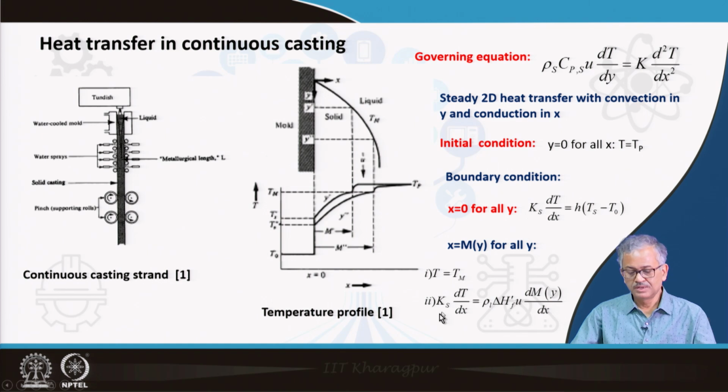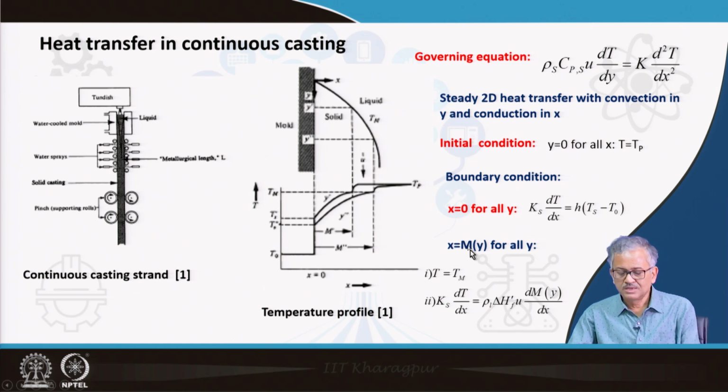You have another boundary condition at this same boundary: the heat that is going inside the solid by conduction, that is kx dT/dx, is equal to the heat that is released during solidification, that is rho L H_F u dm/dx. You can write it like this also, because I am incorporating u, the velocity. So basically velocity, and it is dm and it is dx.